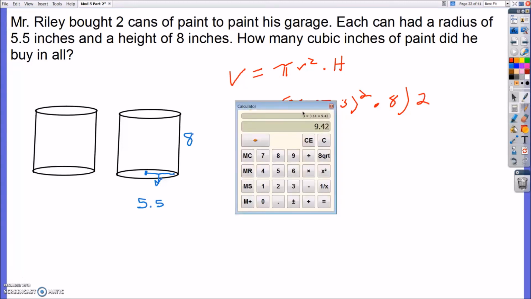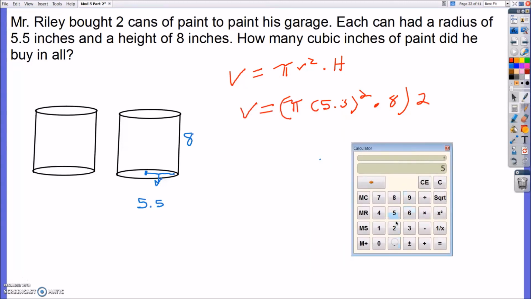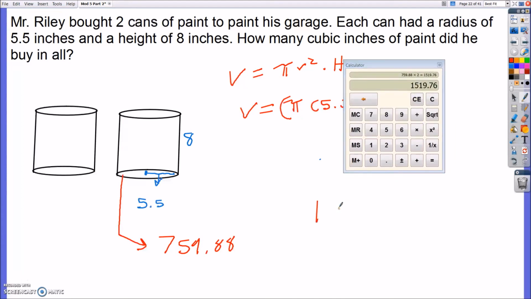So if I bring up my calculator, this would be 5.5 to the second power times 8. And then I'm going to times it by pi, 3.14. And this would give me that one of these cans can hold 759.88 cubic inches. So now, since we have 2 cans, we're going to times it by 2. So that means your total answer would be 1,519.76 inches cubed.